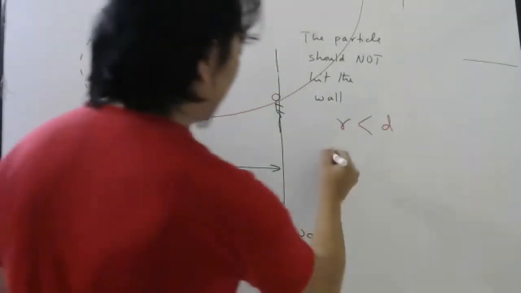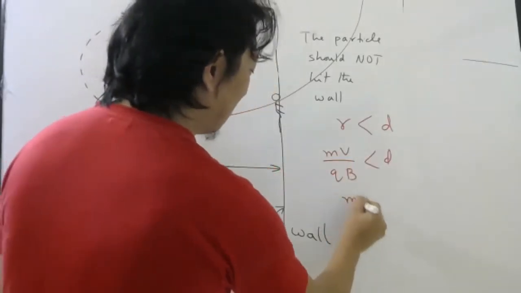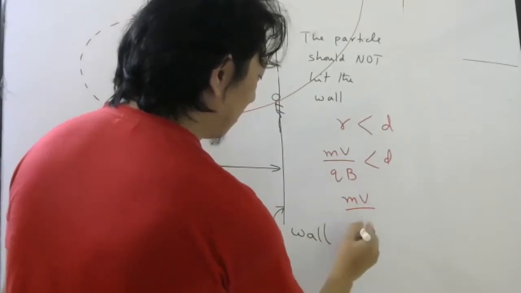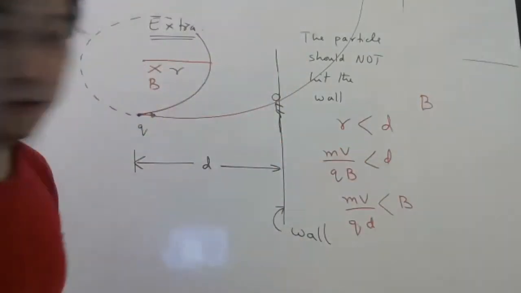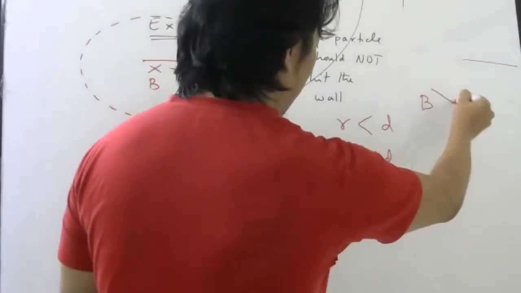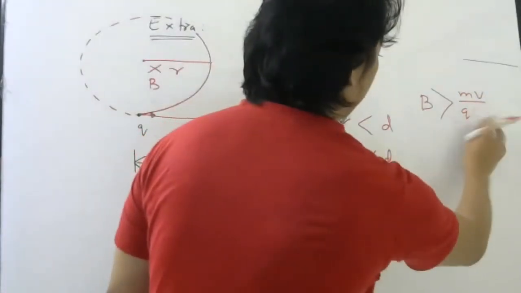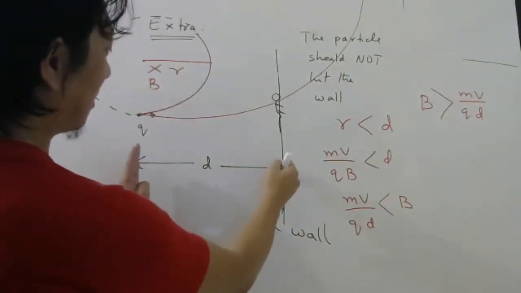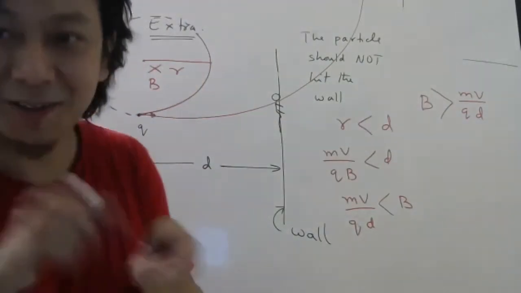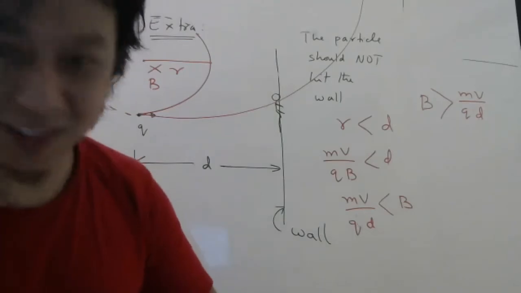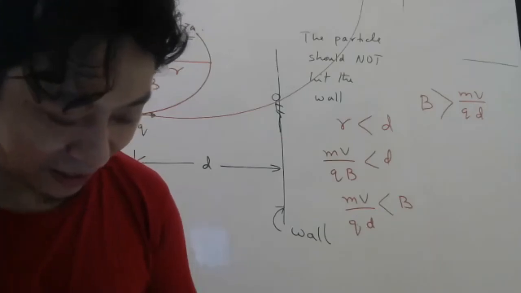And what is the formula for radius? mv by qB should be less than d. Cross multiply: mv by qd should be less than capital D. So if they ask how much magnetic field you should apply, the answer is the magnetic field should be greater than mv by qd. So quickly measure this distance, find the mass and the charge of the bullet, find the speed of the bullet, and calculate. By that time he may fire already, but theoretically you can save him. Practically, I'm not sure.